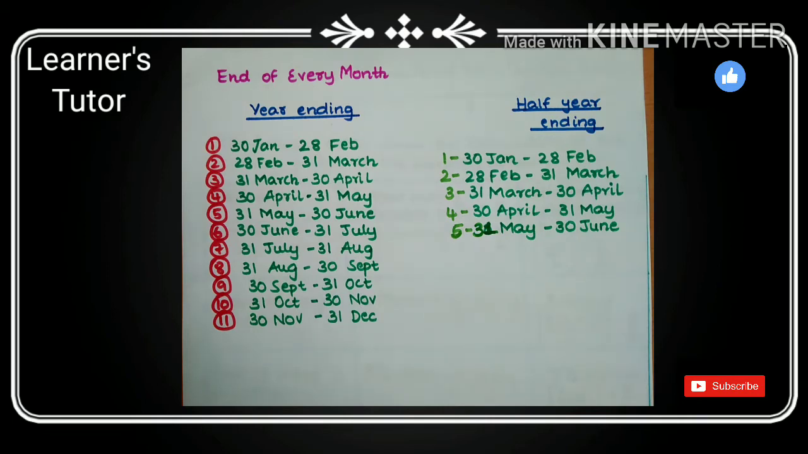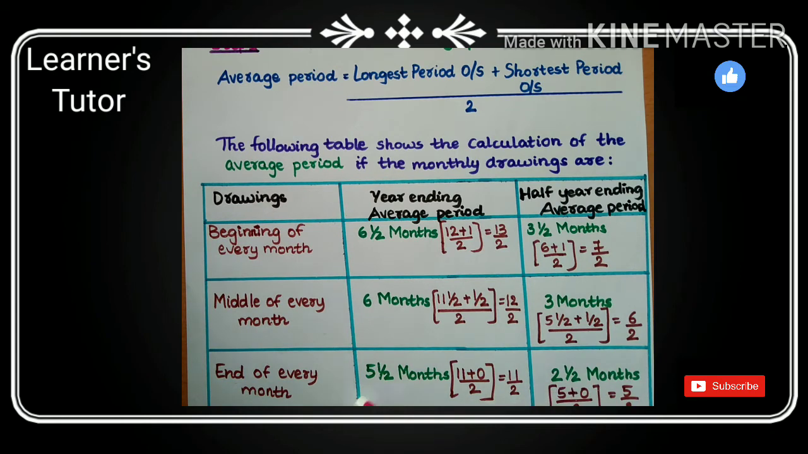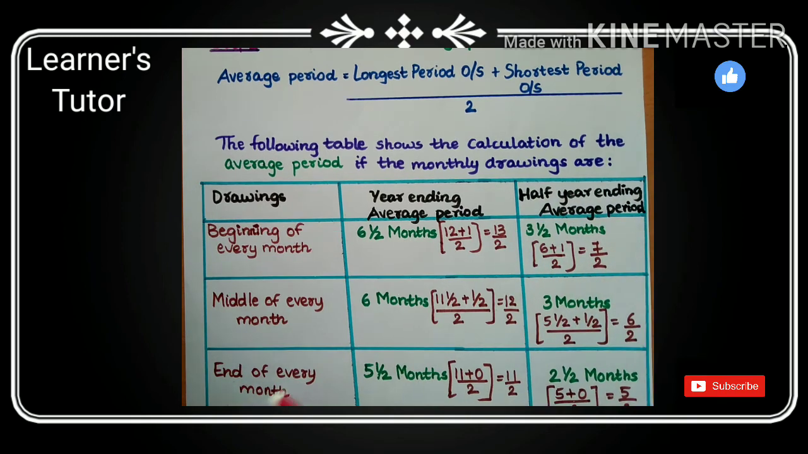Now what happens here? For 1 month it is 30 days to 31 days, but it is coming less than 1 month. So it would become 0. See, longest period is 11, shortest period is 0. Divided by 2, 11 divided by 2 will give you 5.5 months.